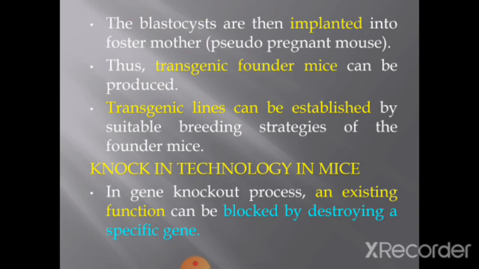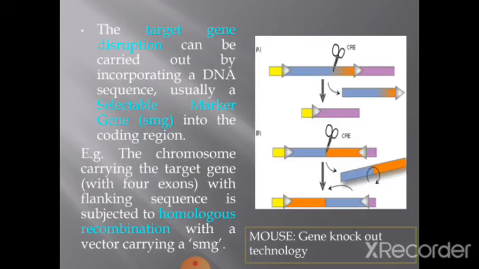There is a minor mistake in the heading. It is not knock-in technology. It is knockout technology. Sorry for this heading. Knockout technology or gene knockout. So in this gene knockout process, an existing function can be blocked by destroying a specific gene. Okay. So the target gene disruption can be carried out by incorporating a DNA sequence, namely a selectable marker gene, SMG, into the coding region.